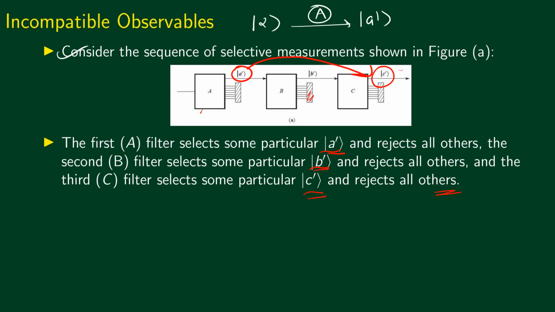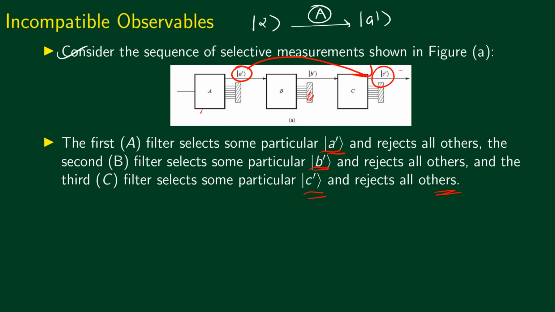Or in other words, what's the probability that I'll end up with an eigenvalue C prime of the observable C? That's the right way to put it. What's the probability that I'll end up with eigenvalue C prime of the observable C? And we know that ket C prime corresponds to the eigenvalue C prime. That's the notation that we have been using. So let's see what quantum mechanics says about this probability.